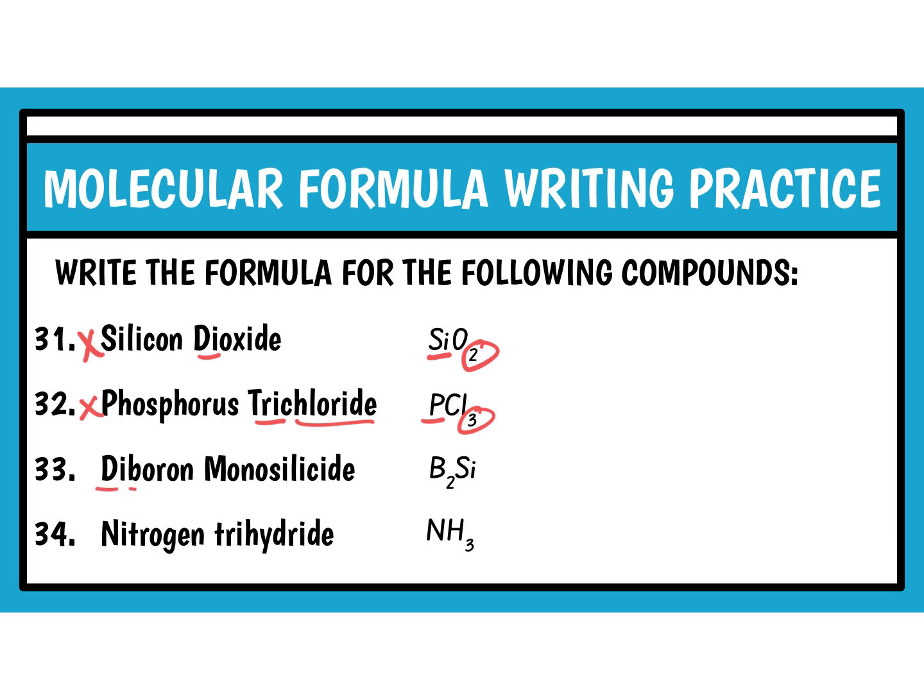This one is diboron, so I'm going to need boron, and I'm going to need 2 of them because it says 2. And then monosilicide, that one seems kind of fun to say, but it just means 1 silicon, so you can see that's what we wrote there. And then nitrogen trihydride, we have our 1 nitrogen. Again, there's no prefix there. And then tri means 3, and hydride means hydrogen.